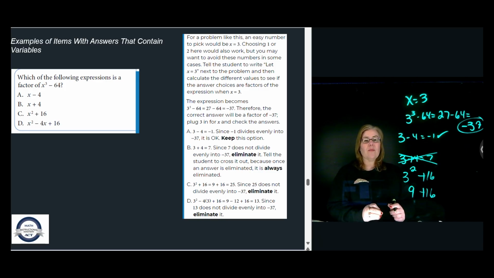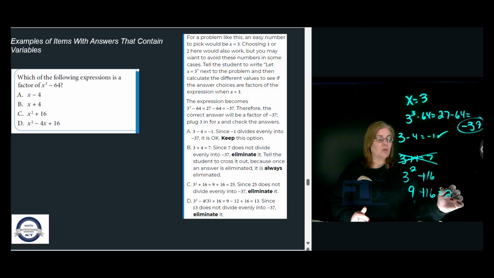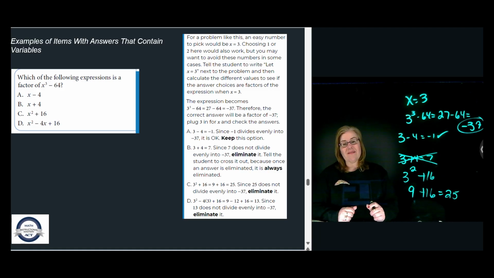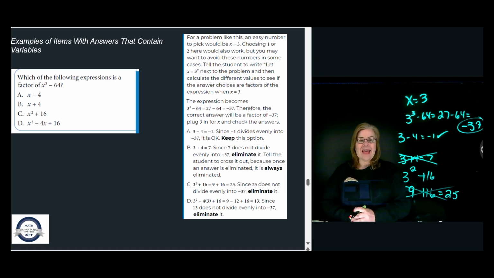I want you to remember, any clerical error can change what you get. So 9 plus 16 is 25. Is 25 a factor of negative 37? So I'm going to eliminate that answer choice.